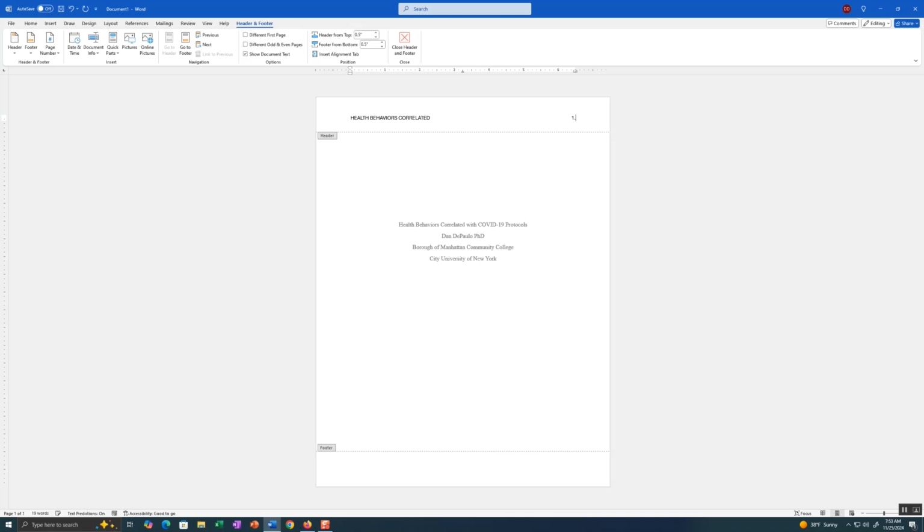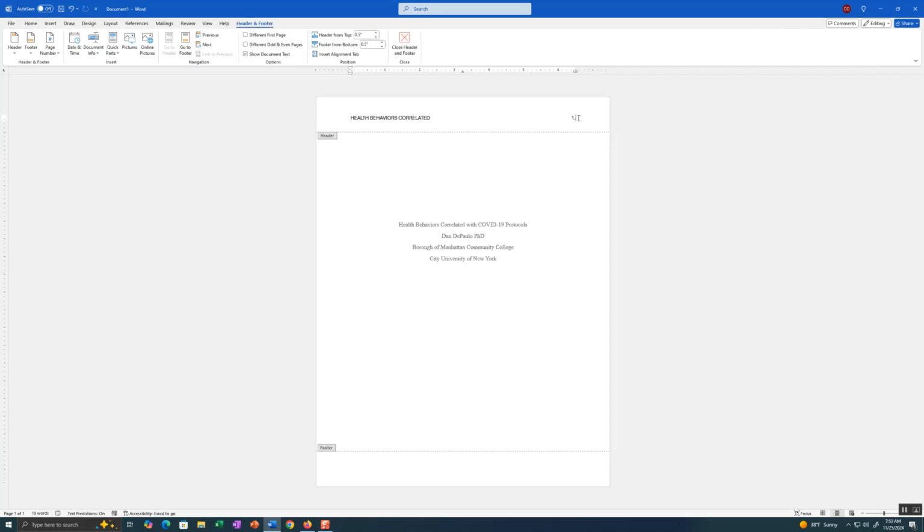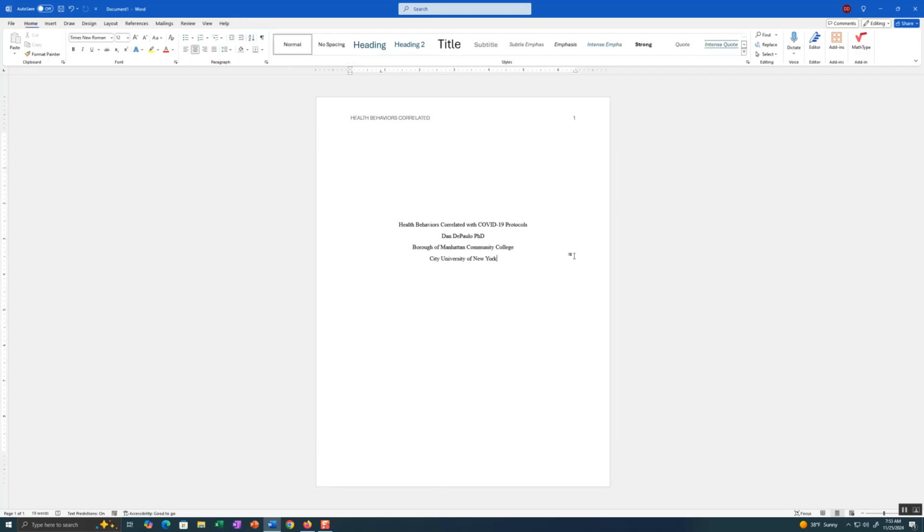Just going to type in page 1 here. And obviously you're going to have page 1, page 2, page 3. You're going to label page numbers for the entire document. So when you submit the final paper, you're going to have a short title, right? The first couple words of your full title, which is on the title page, in the left header, and you're going to have your page number in the right header.